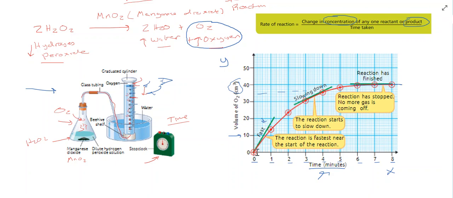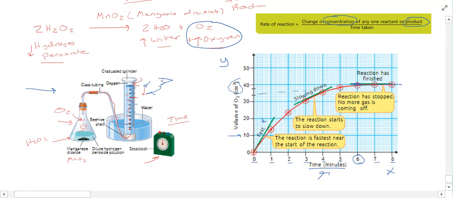So what you can see here is that the steeper the curve, the faster the reaction is happening. If we look over the whole course of this experiment and the chemical reaction, we can see that it takes about 6 minutes for this reaction to start and finish. 6 minutes is when this curve starts to level off and you're not getting any more oxygen produced.